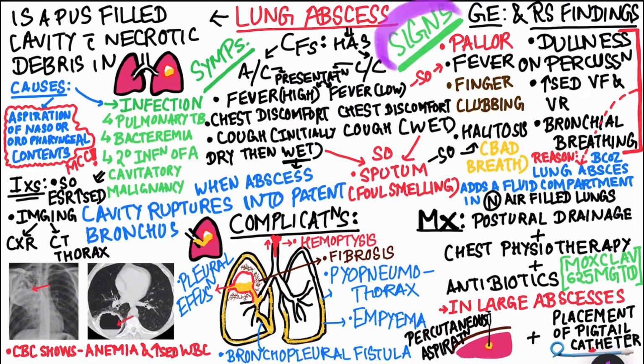Now coming to the signs seen in lung abscess. On general examination, we will find pallor, then fever, because as I have already mentioned, fever is one of the symptoms, so fever is also one of the signs. Then finger clubbing is one of the important signs which we see in case of lung abscess. Then we have halitosis. What is halitosis? Halitosis is bad breath, that is foul smelling in the breath. This is because of the production of the foul smelling sputum. So that is what we find in general examination in case of lung abscess.